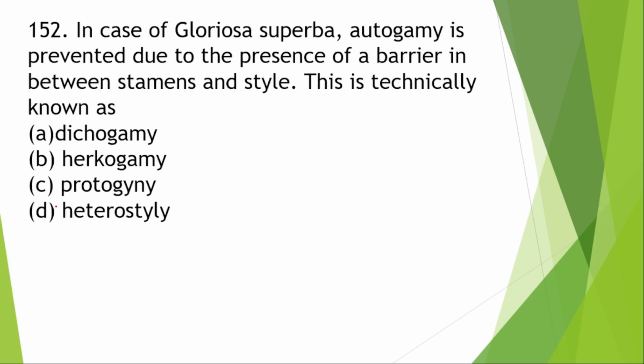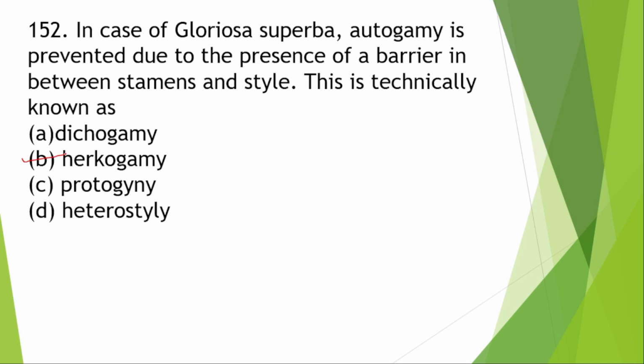152. In case of Gloriosa superba, autogamy is prevented due to the presence of a barrier between stamens and style. This is technically known as dichogamy, hercogamy, protogyny, and hercostyle. So here the right option is hercogamy.